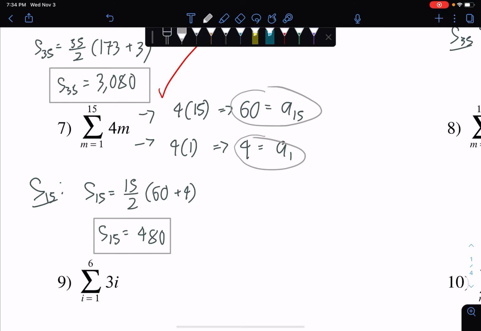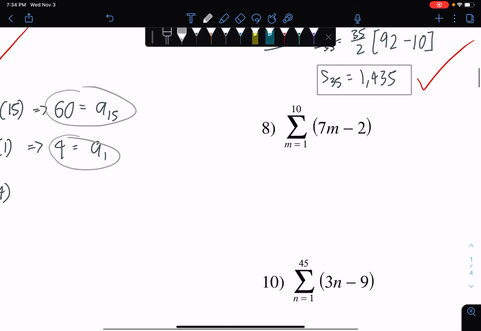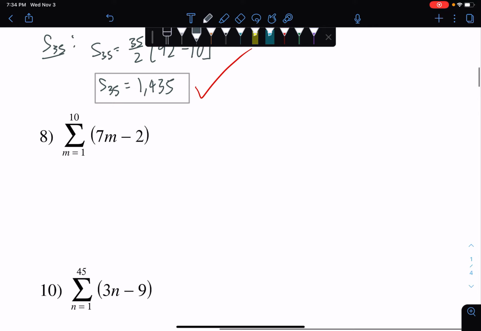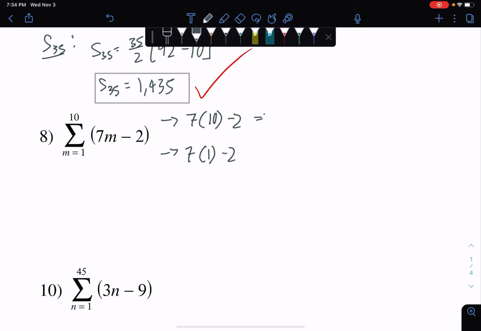Alright, so let's move on to number 8. 7 times n. This a sub n, it's 10. So 7 times 10 minus 2, and for a sub 1, 7 times 1 minus 2. 7 times 10 minus 2 is 68. 68 is equal to a sub 10. And 7 minus 2 is 5. 5 is equal to a sub 1.